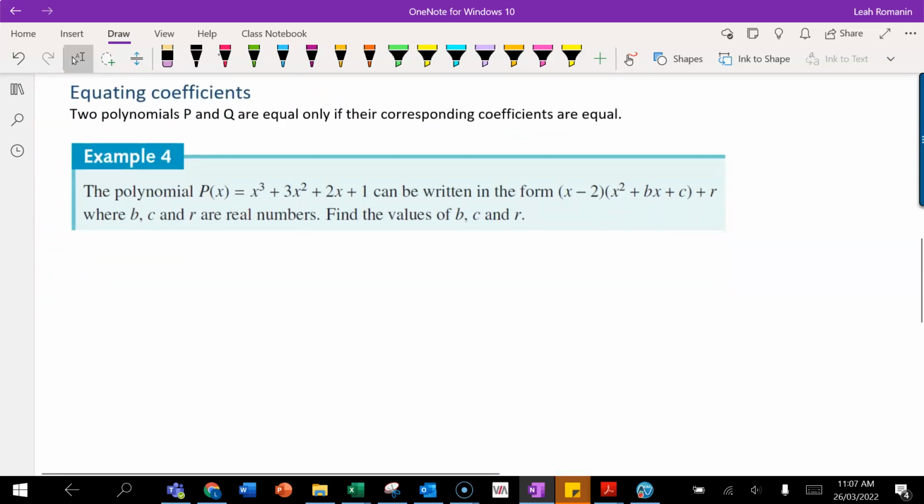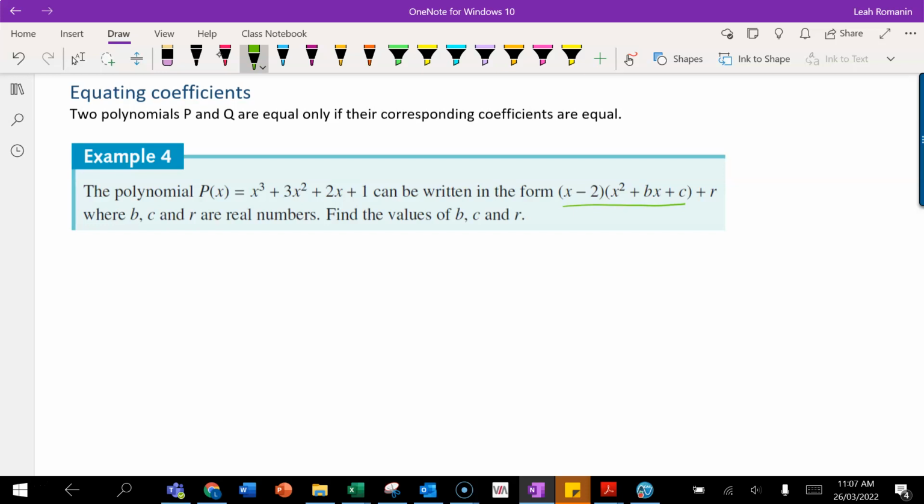Okay, moving down to equating coefficients. So in our next chapter of 6b, we are going to go through how to use long division to divide polynomials, but we can also find coefficients by equating coefficients using our knowledge that we already have. So this question gives you the polynomial p of x, and it tells you that it can also be written in this form, which is a partially factorized form. So it tells you that b, c, r are real numbers, and it wants you to find the values of b, c, and r.